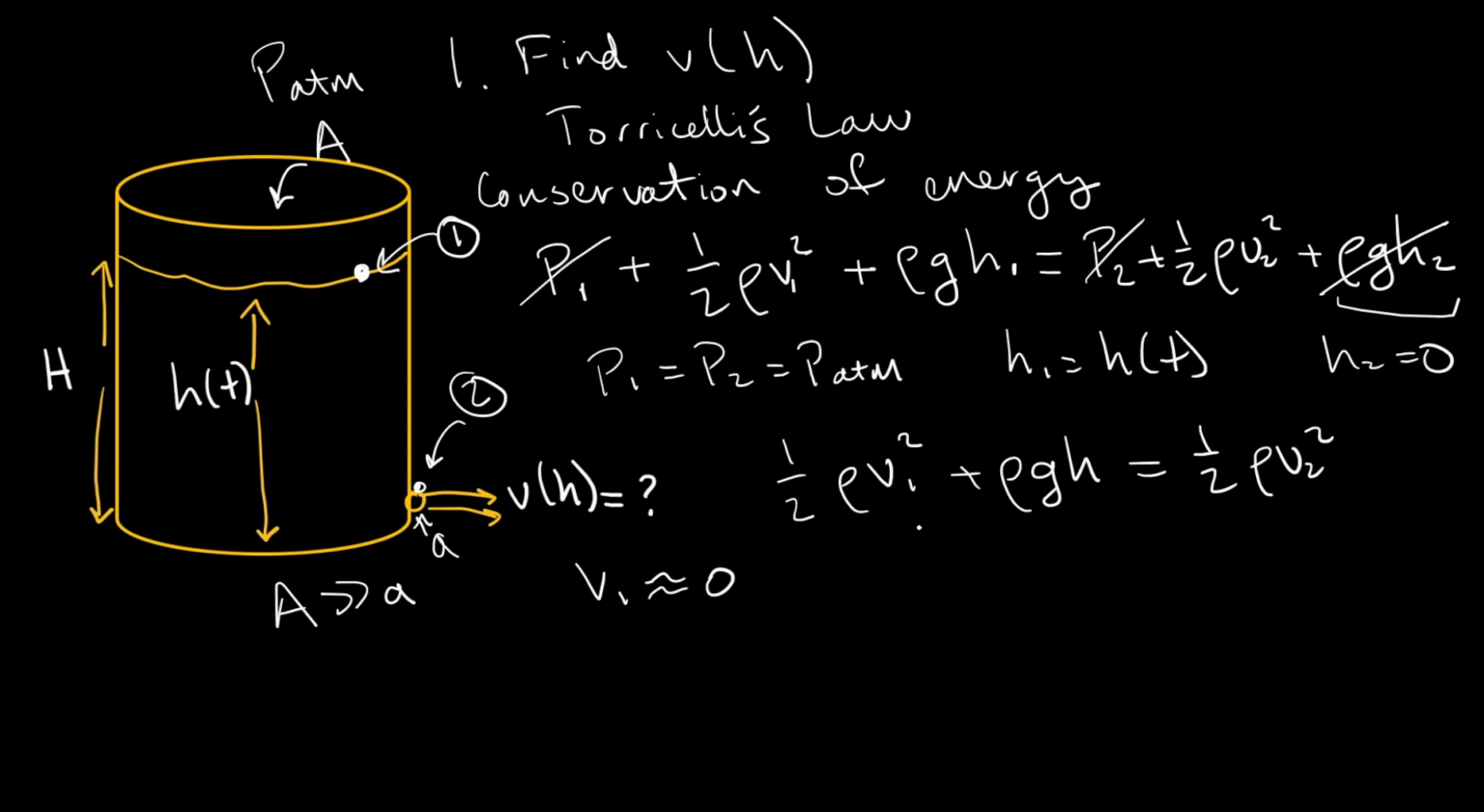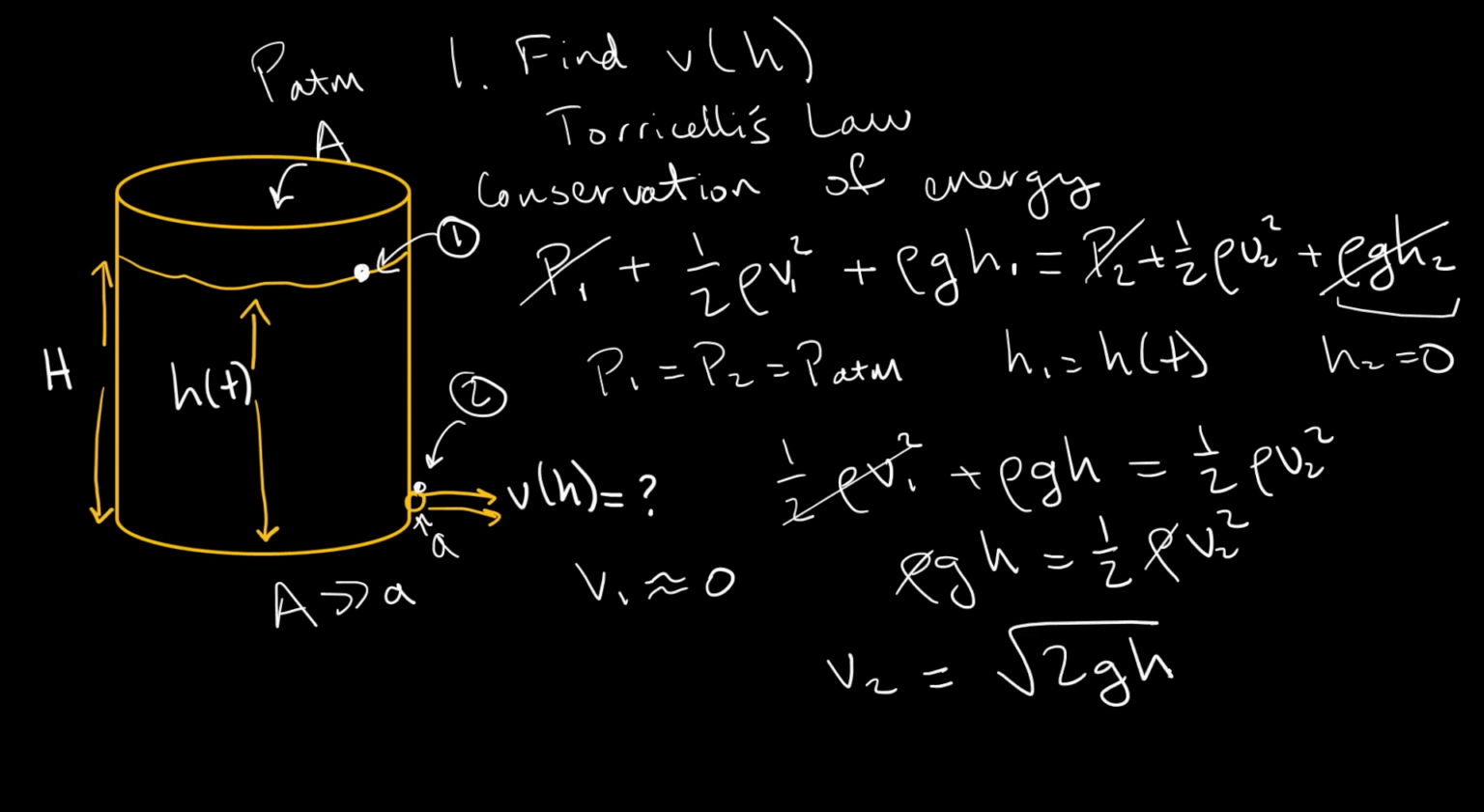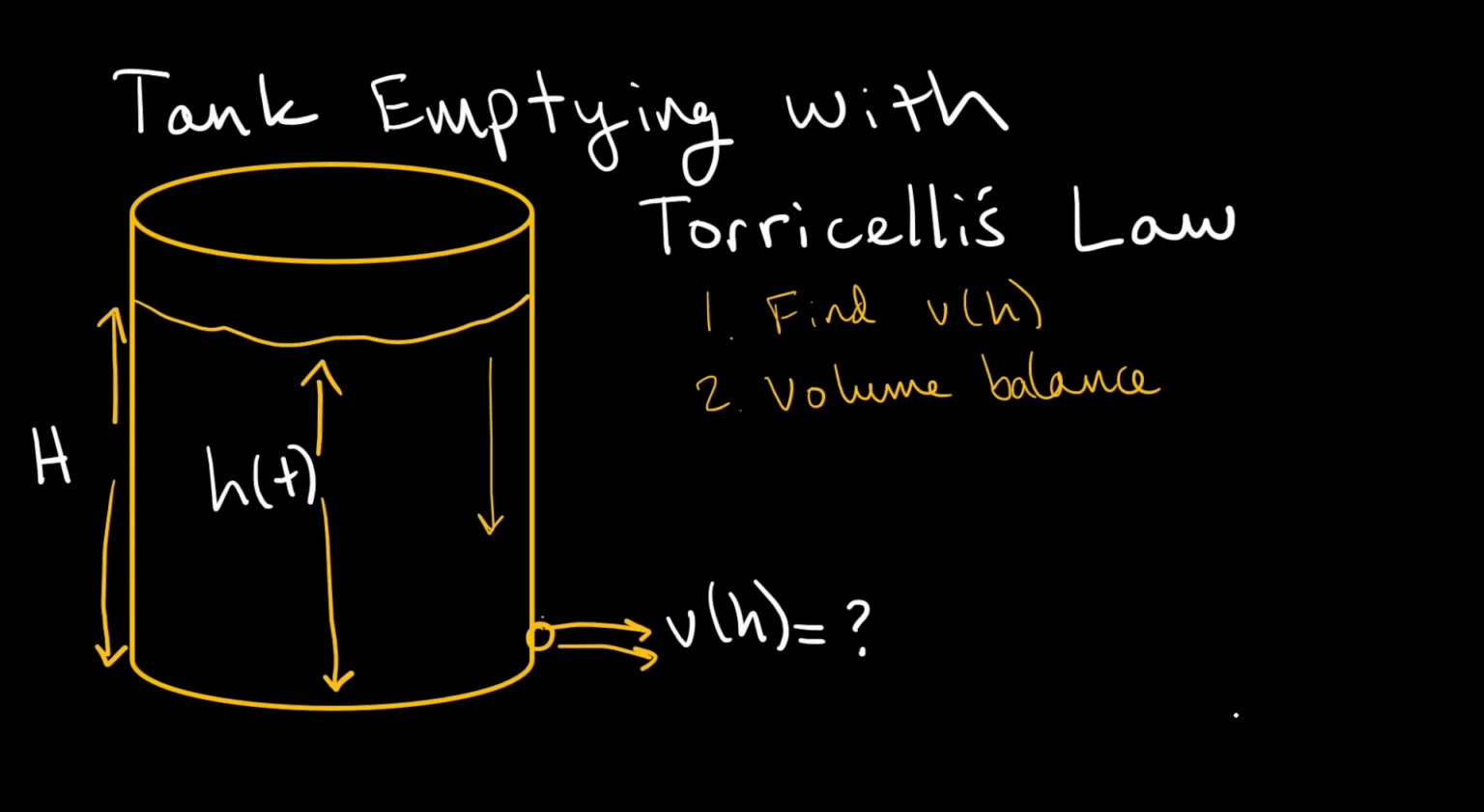So if we assume v1 is about equal to 0, this term will go away, and we're left with rho gh is equal to 1/2 rho v2 squared. And we can solve here for the velocity. These density terms go away. We get v2 is equal to the square root of 2gh. So here's our expression for the velocity. We finished that first part of the problem we set out to do. So here, find v of h.